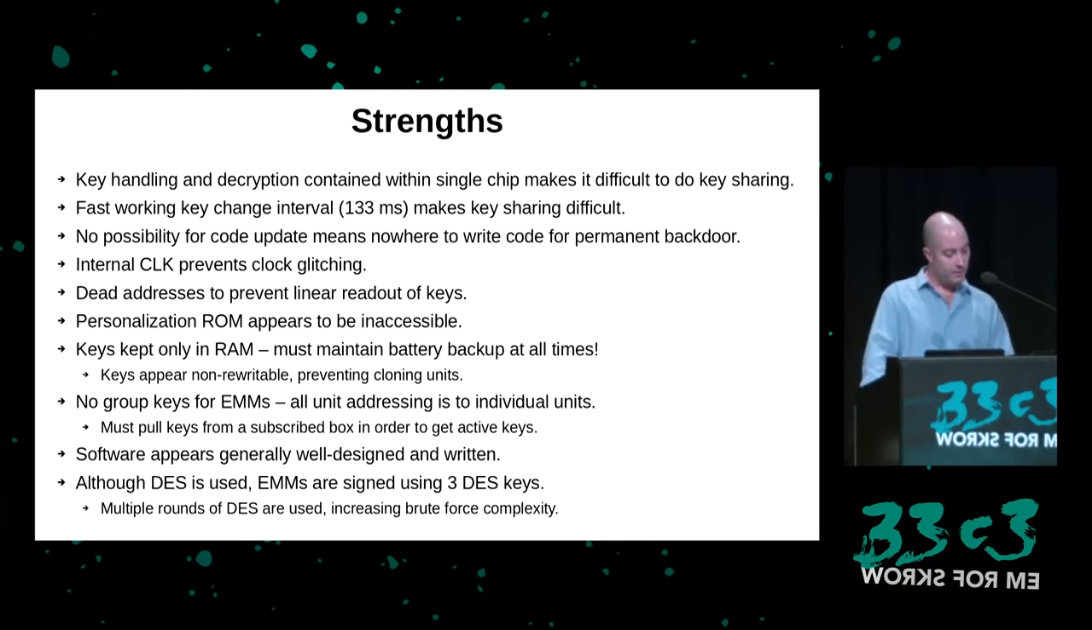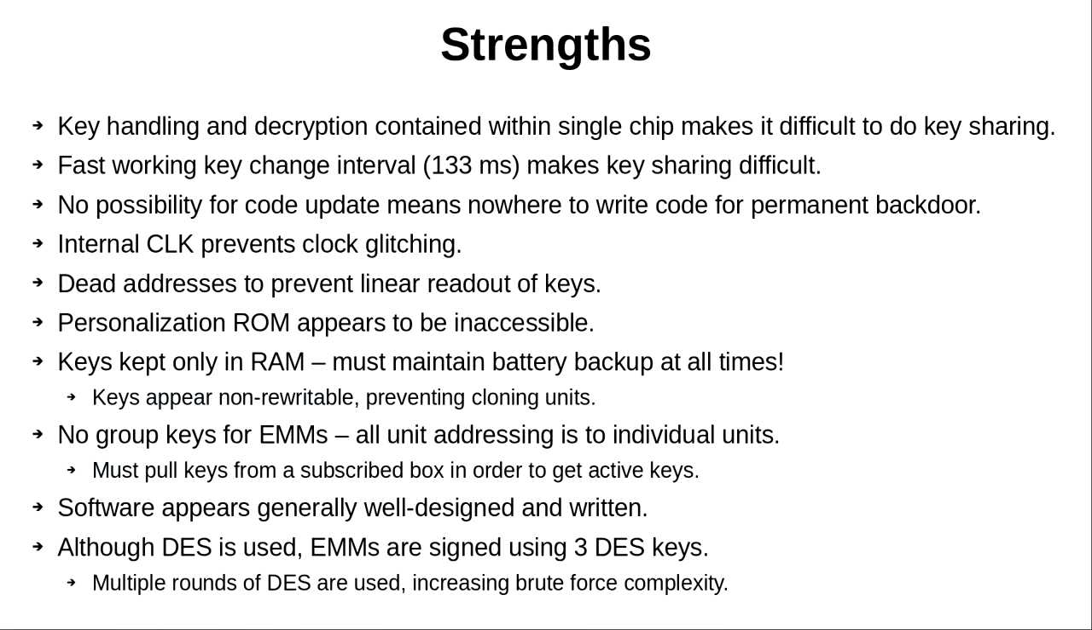These dead addresses in the middle of DES keys prevent linear readout of keys. If one were to cause a loop reading data to go out of bounds and reach the area of RAM where keys are stored, the chip will reset before an entire key is read. After the first couple of bytes, a dead address will be accessed that causes the chip to reset. The personalization ROM appears to be inaccessible, so it can't easily be used to modify the keys and unit address within the ACP. The seed keys aren't easily changed, so the set-top boxes can't easily be cloned.